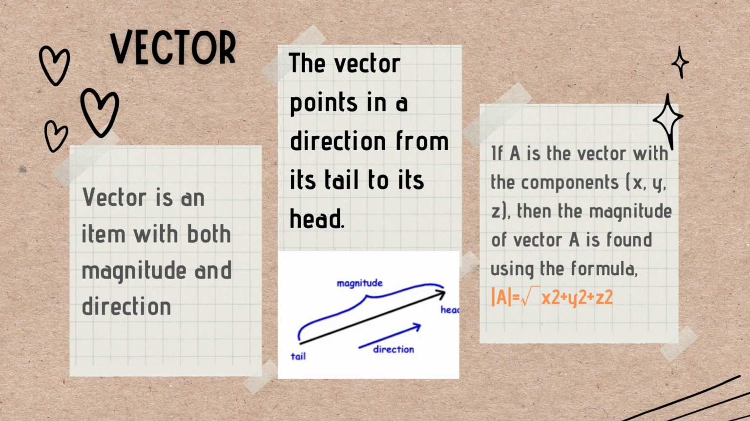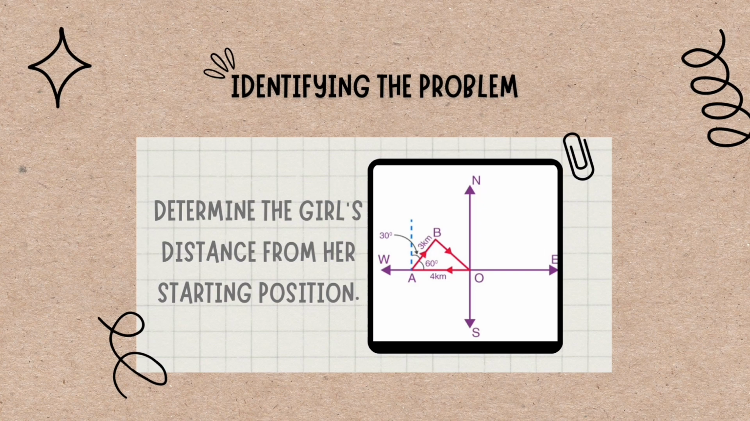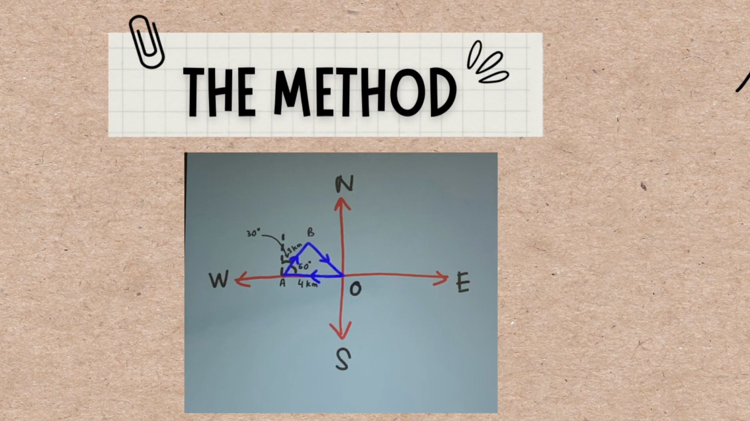So the question of vector is: a girl walks 4 kilometers west, then 3 kilometers in a direction 13 degrees east of north before coming to a halt. Then we can identify the problem, where the question wants us to determine the girl's distance from her starting position. So this is the method to solve this question.